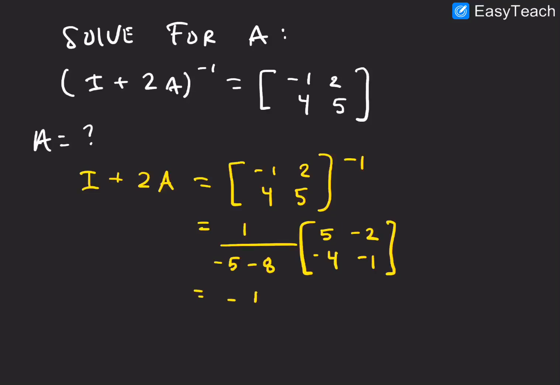Alright, so that's going to give me negative 1 over 13 times the matrix that we have. So now we just have to multiply negative 1/13 to the matrix. Sorry. Alright, so let's go ahead and do that on the next page. That's going to equal negative 5/13, 2/13, 4/13, and 1/13.